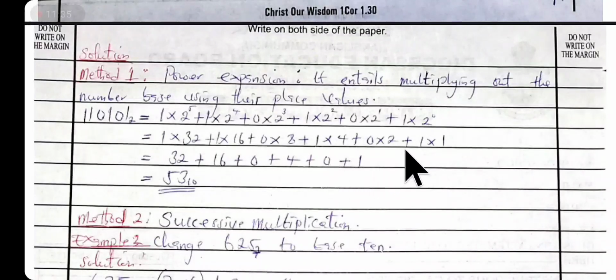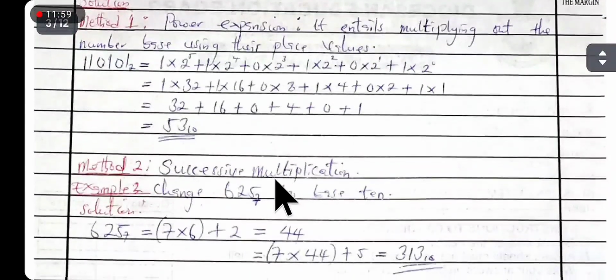Look at it. Plus 1 times 1 is 1. So we add them together now: 32 plus 16 plus 0 plus 4 plus 0 plus 1. If you have your calculator, when you press it, it will give you 53 in base 10. So this is one of the methods. We call it the power expansion method, which a lot of teachers actually use.